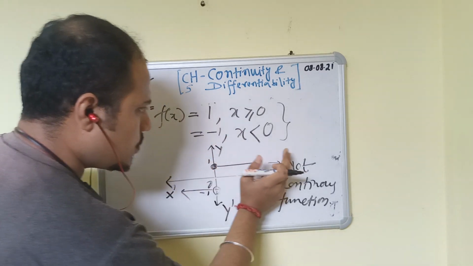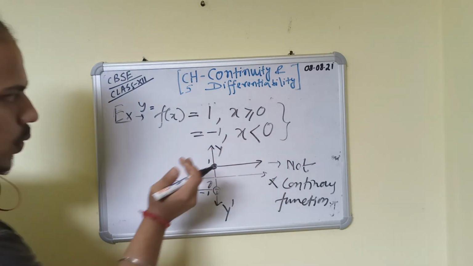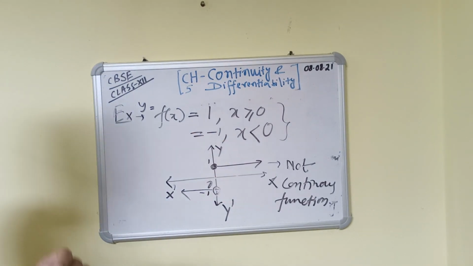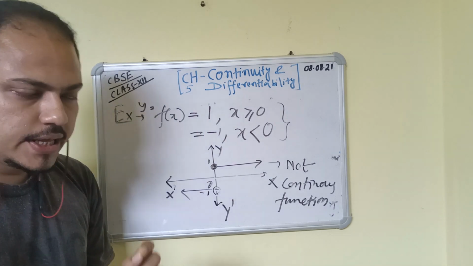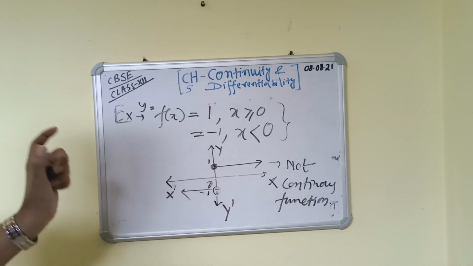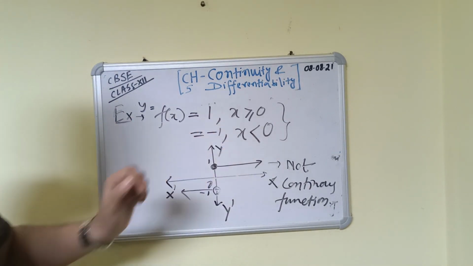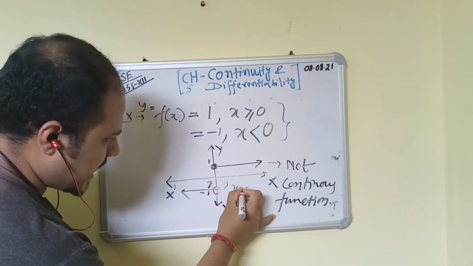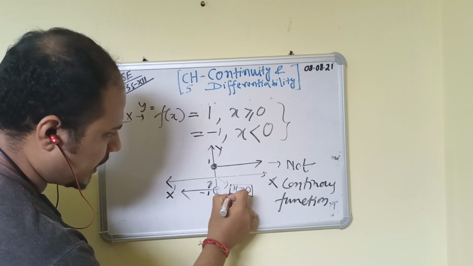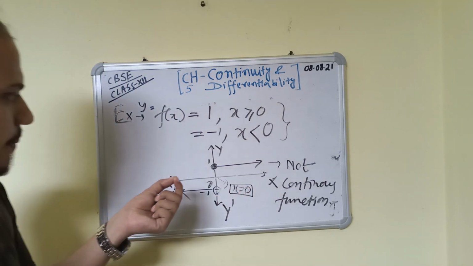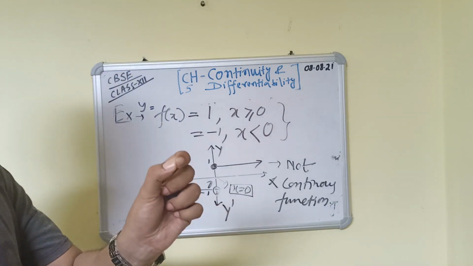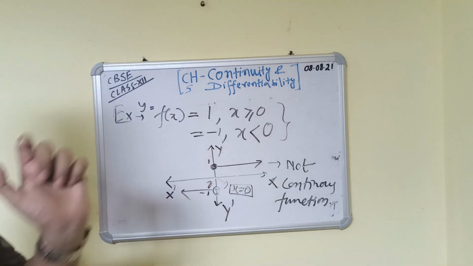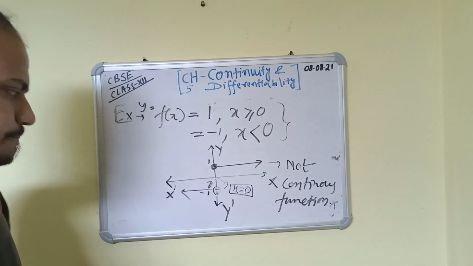x greater than or equal to 0 means the value of the function is 1. When x is less than 0, the value of the function is -1. That means 0 is a breakpoint. So basically, we have to check the continuity at that breakpoint, which is x equal to 0. So now we have to discuss the point x equal to 0. Is this function continuous at x equal to 0 or not?